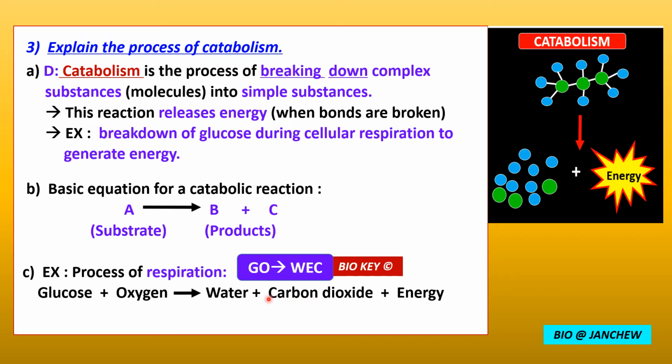GOWEC. In this equation, respiration, you can see that glucose, which is the complex molecule, is broken down into simpler molecules of water and carbon dioxide, with the release of energy. So this is a catabolic process, or an example of catabolism.